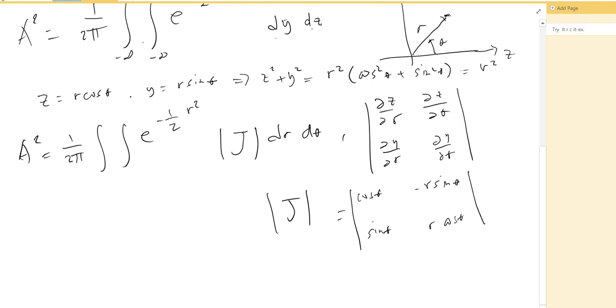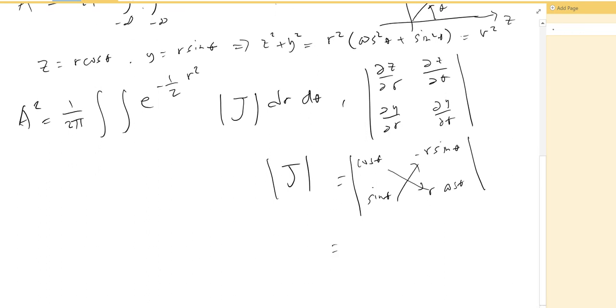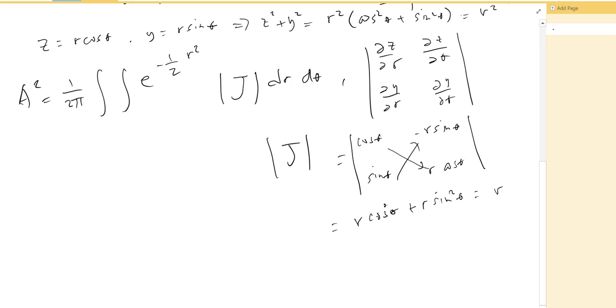Then you do the multiplication: this would be r cosine squared theta minus negative r sine squared theta, which is plus r sine squared theta, and again this is just equal to r. So we're saying here that a squared will be 1 over 2 pi, the double integral of e to the negative half r squared, times r dr d theta.